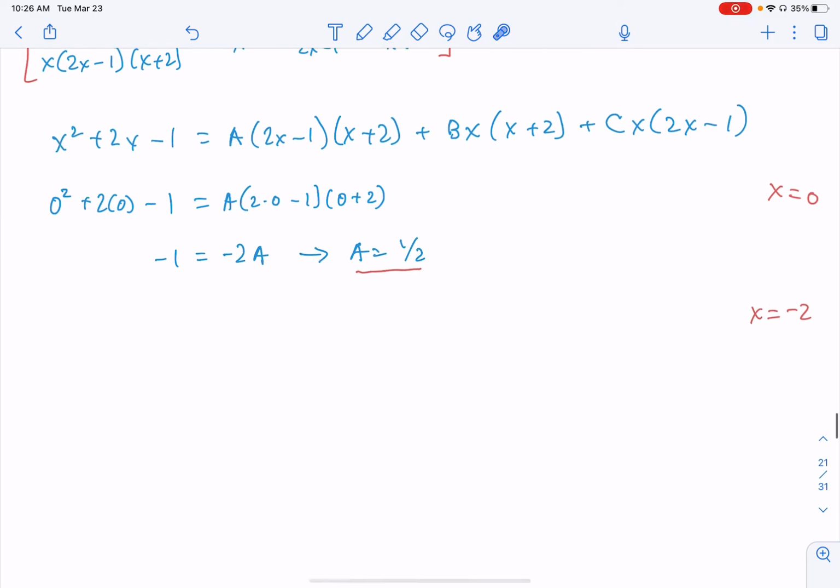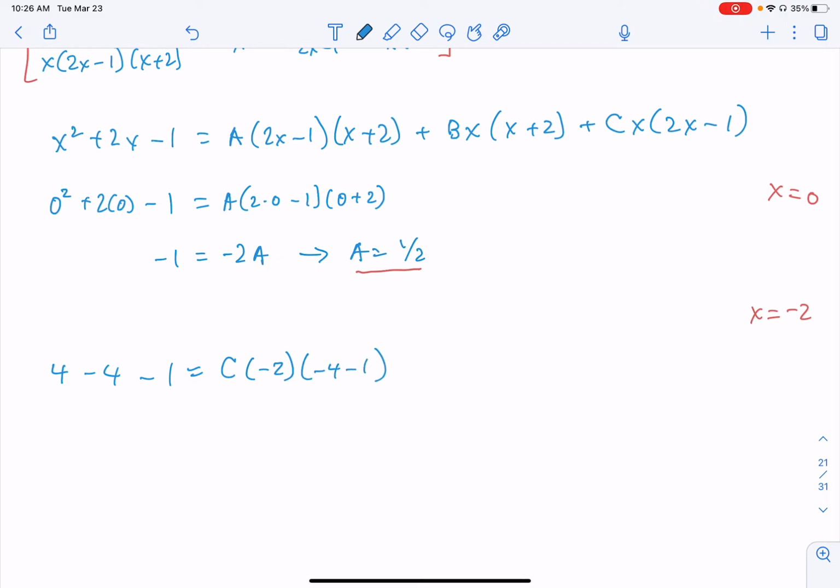So plugging in -2 here makes this a 4 minus 4 minus 1. Hey, that's super convenient. Is equal to, this whole term is gone. This whole term is gone. All I'm going to do is worry about the c. c times a -2. That looks like a 1. Now it looks like a 2. 2 times -2 is a -4 minus 1.